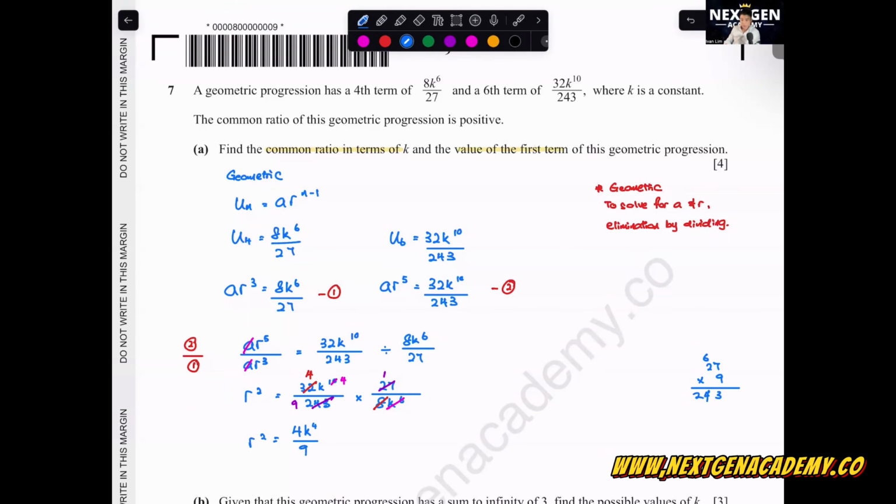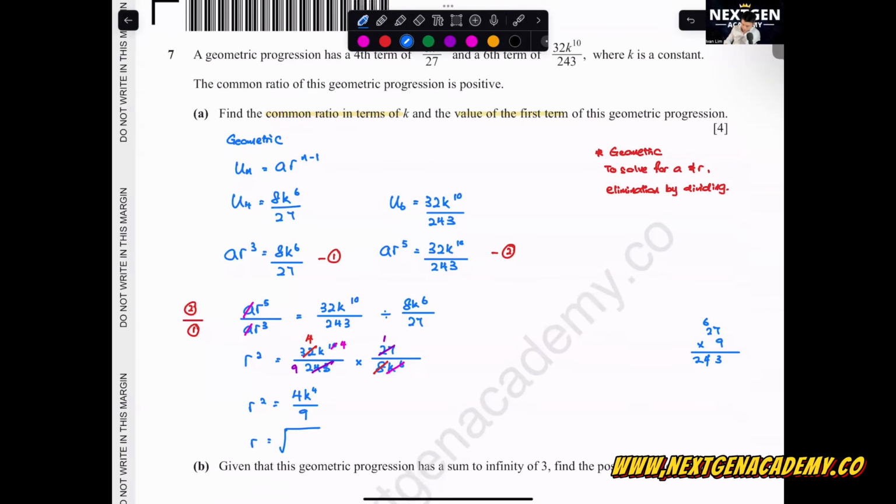Okay, since R is a positive value, you square root this 4k to the power of 4 over 9, which will give us 2k squared over 3. Okay, R equals 2k squared over 3.